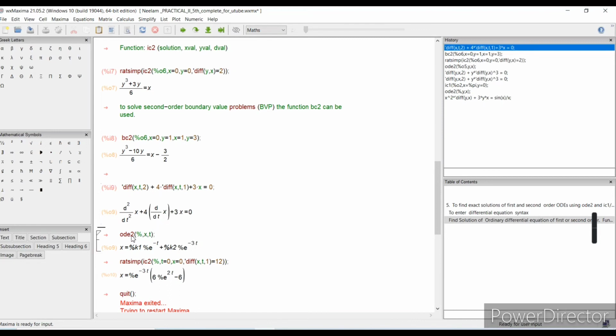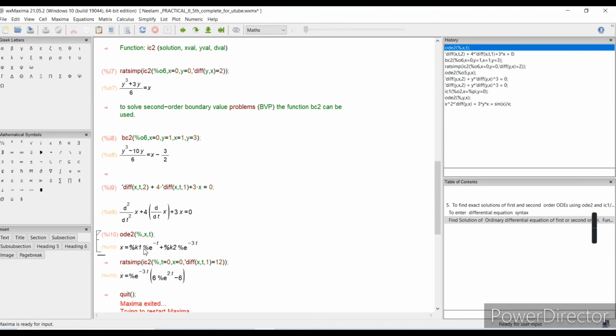So you will use the function ode2. Percent means I am just calling the above line, the above output. So you will write only percent here, x and t. Here there will be two constants, that is K1 and K2. Its solution is x is equal to K1 e to the power minus t plus K2 e to the power minus 3t. You can solve this by the auxiliary equation, D square plus 4D plus 3 equal to 0, and the roots are minus 1 and minus 3, lambda 1 and lambda 2.